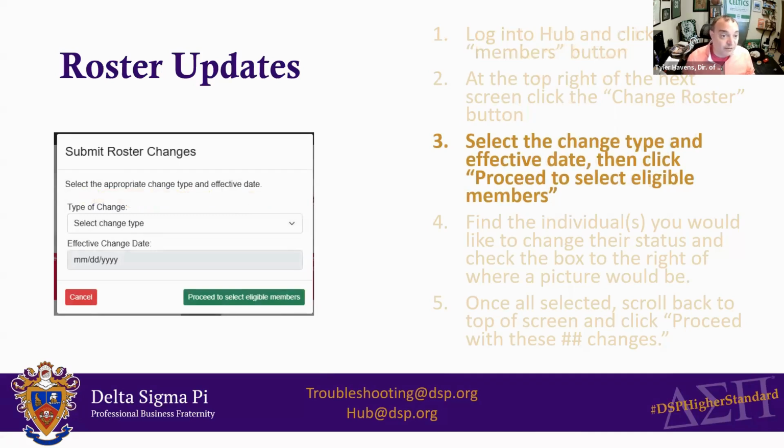They will identify the type of change that they want to make, whether individuals have graduated, they are studying abroad, they are on an internship, they are temporarily not enrolled, they are permanently not enrolled, or they have left the business school and no longer want to associate with the chapter.